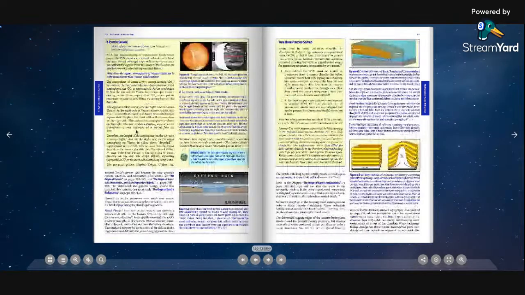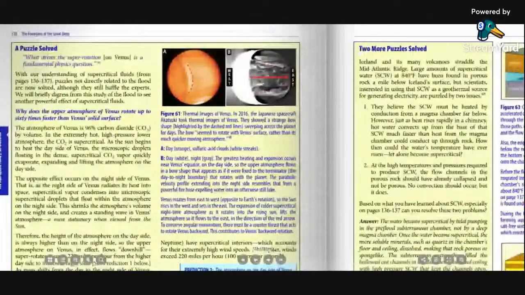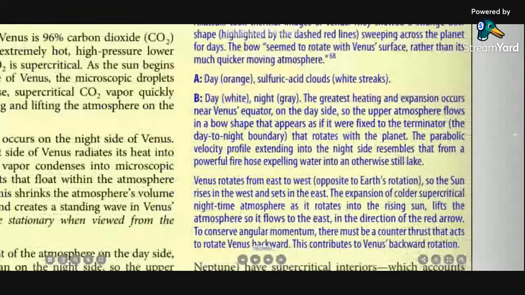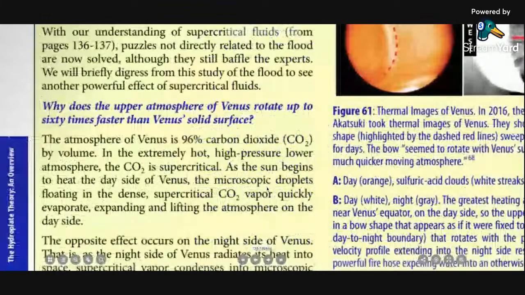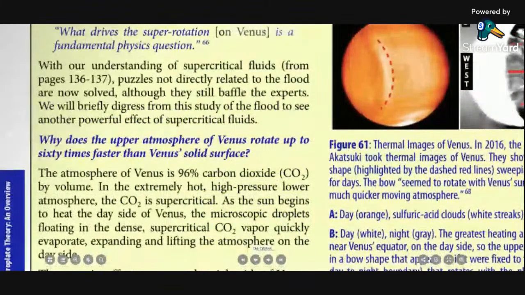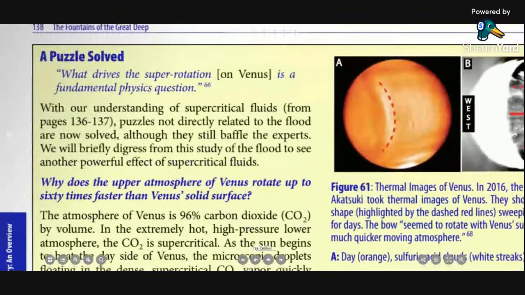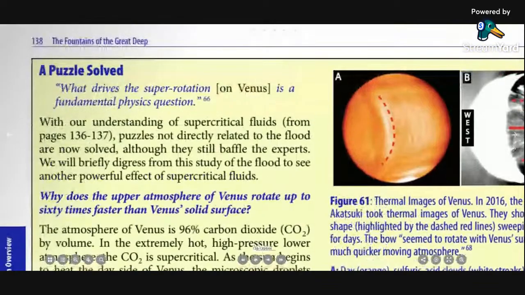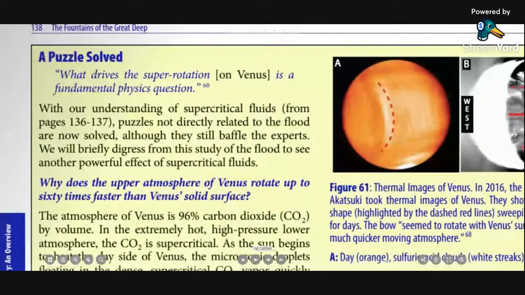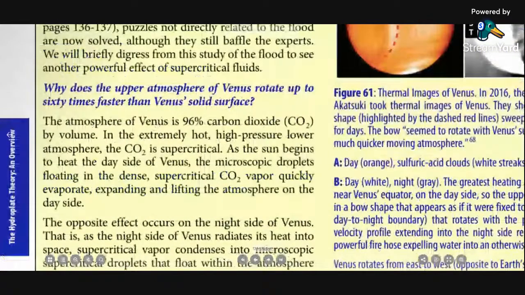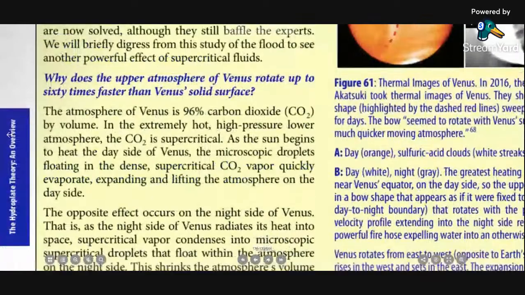With our understanding of supercritical fluids from pages 136 to 137, puzzles not directly related to the flood are now solved, although they still baffle the experts. We will briefly digress from this study of the flood to see another powerful effect of supercritical fluids. Why does the upper atmosphere of Venus rotate up to 60 times faster than Venus's solid surface?